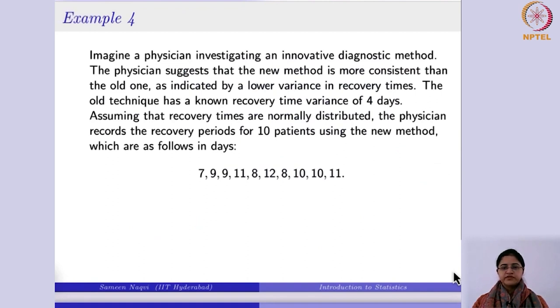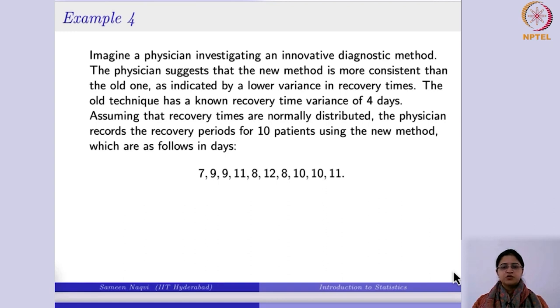Imagine a physician investigating an innovative diagnostic method. So it is the same example that we have considered earlier. It is just that here we are looking at the variance. Earlier we were interested in the mean. So the physician suggests that the new method is more consistent than the old one. More consistent means that variability is less, as indicated by a lower variance.